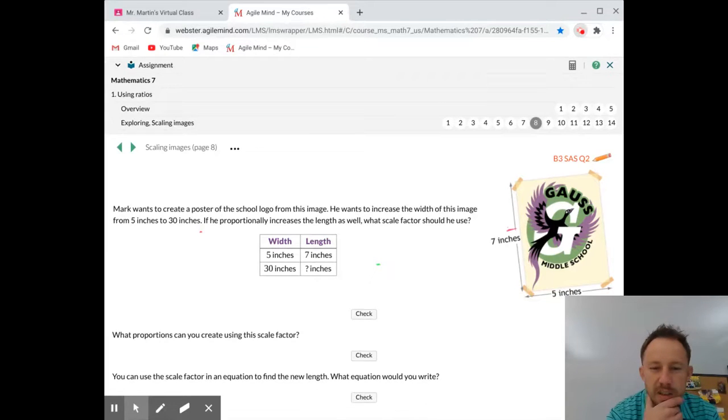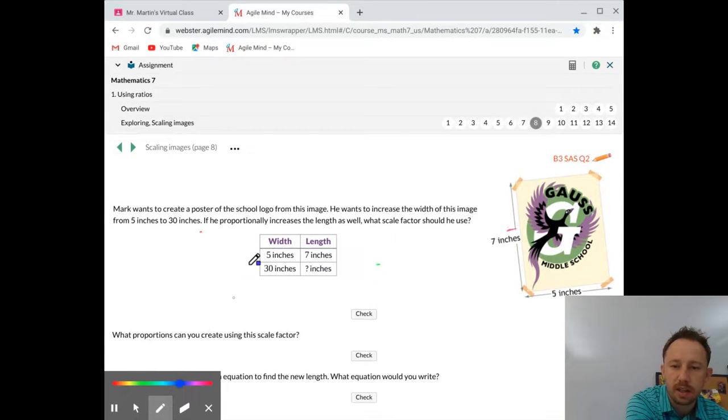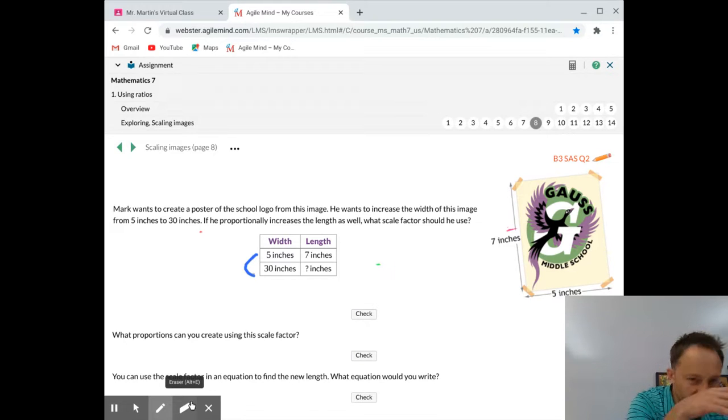All right, so let's look at this. It says, what proportions can we use to create using the scale factor? Well, the first thing we had to do is find the scale factor, right? So right here, we notice that he wants the new width to become 30 inches. All right, so what did we do in the last problem that we can use here?